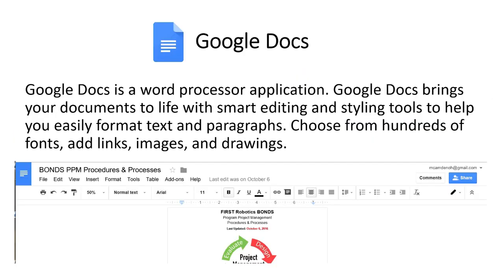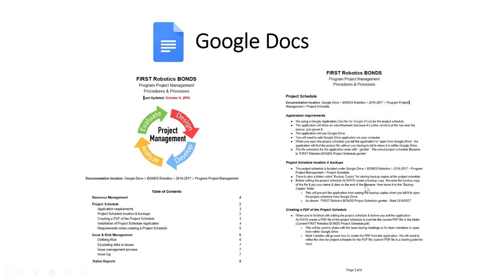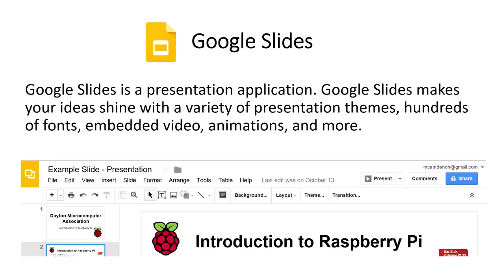Docs is a word processor. It's similar to Microsoft Word. It has toolbars similar to Word, where you do all your editing. Here's an example of two pages out of nine pages, and I'm looking at two pages at a time. You can add images to it and format it just like Word.